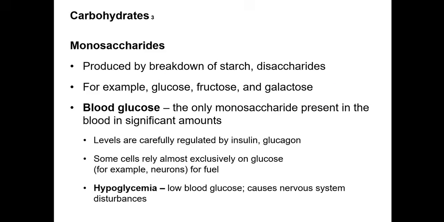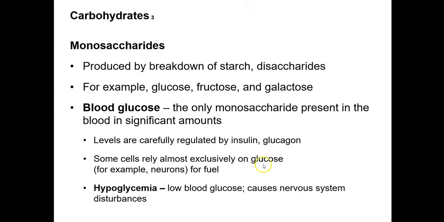So monosaccharides, again, are produced when we break down starch and disaccharides, and these include glucose, fructose, and galactose. We know that blood glucose is the only monosaccharide present in the blood in significant amounts, and we can regulate those blood glucose levels using two hormones that we talked about back in the endocrine chapter, insulin and glucagon. So remember, those hormones are antagonists to help regulate blood glucose levels.